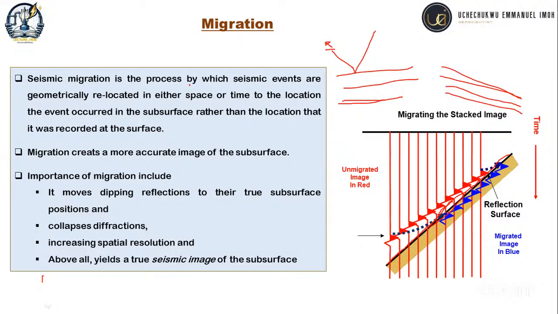What are these dipping events? You have faults. Faults are dipping events. You have your faults occurring this way in your data. You can have your rocks or the other lithologies horizontal, but faults will occur as dipping events. In some geology, your rocks will also dip across the survey area and all that. So you need to move these events to their true subsurface position. That's what migration is all about.